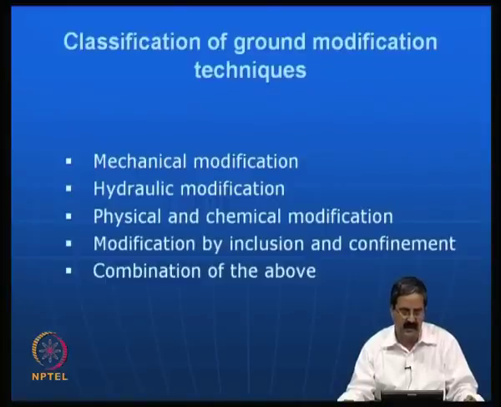Then we have another category called physical and chemical modification, in which, for example, the soil is poor. I just mentioned the case of an expansive soil, where the liquid limit is 100% and the shrinkage limit is 10%. So, if I add some sand to the expansive soil, what happens? The liquid limit will come down to, say, 60%, and the shrinkage limit will increase to 20%. So, in the first case the range of water contents is 100 minus 10, which means 90%, and it leads to a lot of settlements, because that is the tendency of the soil to undergo a lot of volume changes because of water content variations.